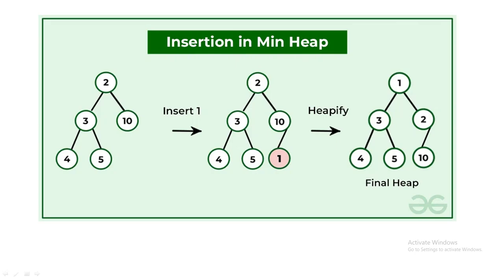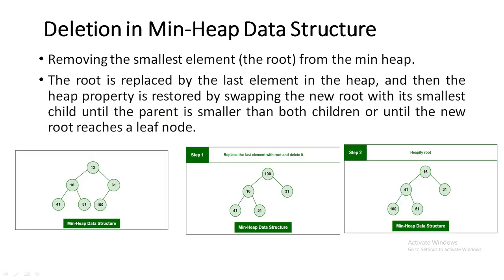So 10 is in the place of 1, and 1 is placed in the 10th position. But here also the heap property is not satisfied, because 1 is smaller than the root node. So once again we are swapping this 1 with 2. So 1 is the root node, the right child of 1 is 2, and the left child of 2 is 10. This is the final heap.